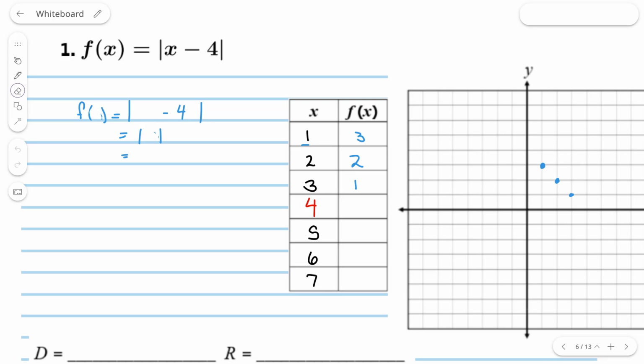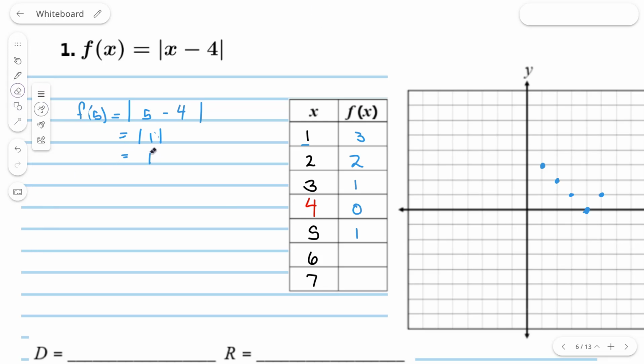Now I want to test out what's happening at 4. And so when I do 4, 4 minus 4 is 0. The absolute value of 0 is 0. Now let's check out what's happening at 5. So far, what we've been doing is steadily going down each time by 1. At 5 minus 4, we end up with 1. The absolute value of 1 is 1. So we're no longer going down, but we've now started going up.